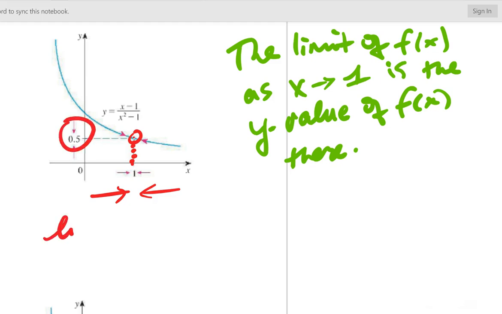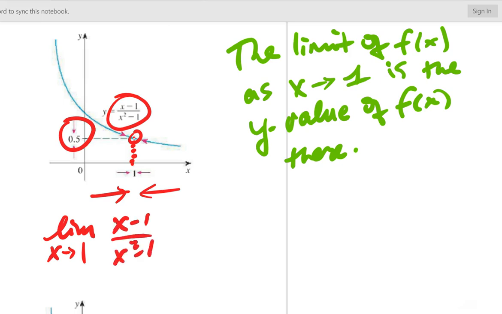So here, the limit as x approaches 1 of the function (x minus 1) over (x squared minus 1) is going to be 0.5, sorry, 0.5. You can see that from the graph.